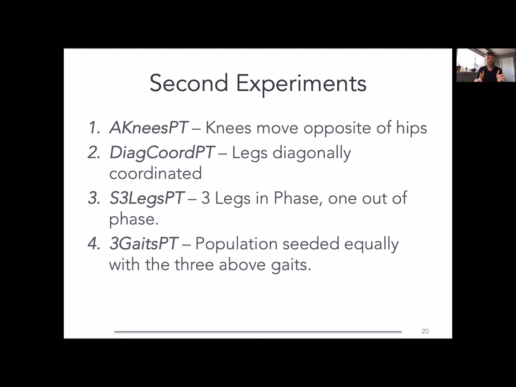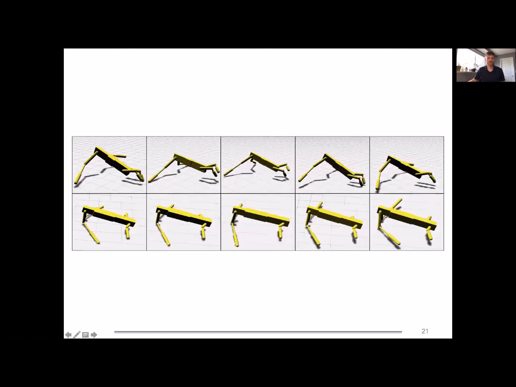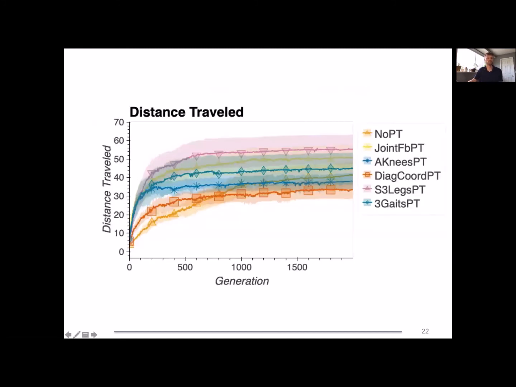And then the fourth one, we take all 3 of those gaits and seed the population equally. All right. What we see is almost a universal convergence to this gait. I didn't want to show a video because it could stutter over the internet. So, sort of a downward facing posture, rear leg driven, and the front legs used for stability. Similar story here to pre-training previously. The gaits actually, most of them are not super high performing, except for the 3 legs in phase, 1 out of phase.